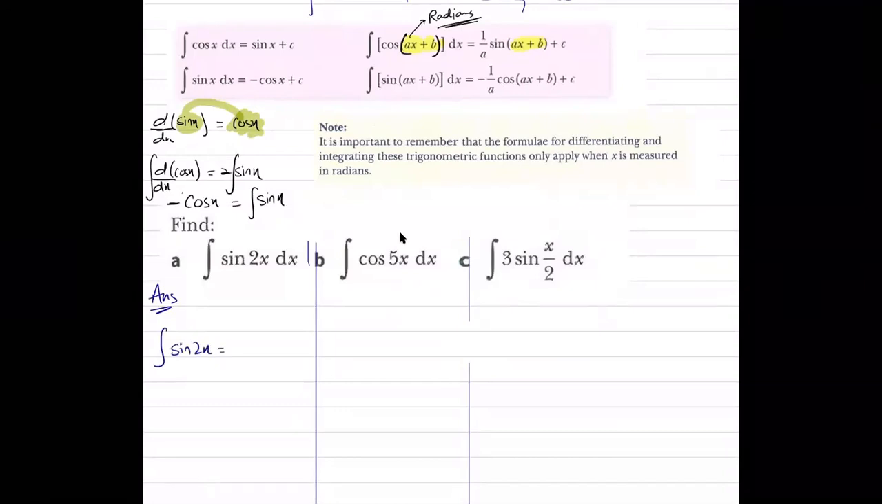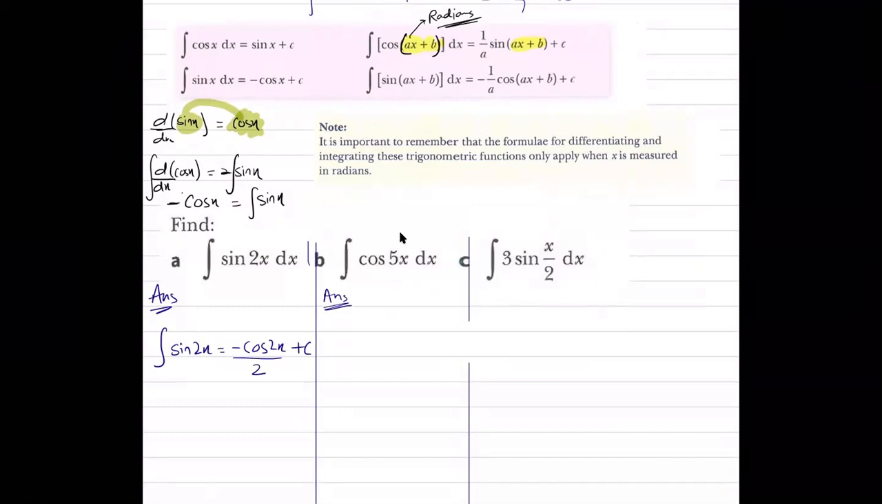So first of all, identify what is going to be the integration of the trig function sine. Minus cos 2x upon 2. Yes, minus cos 2x upon the differentiation of the angle, that is 2, plus c. Still, it is an indefinite integration.